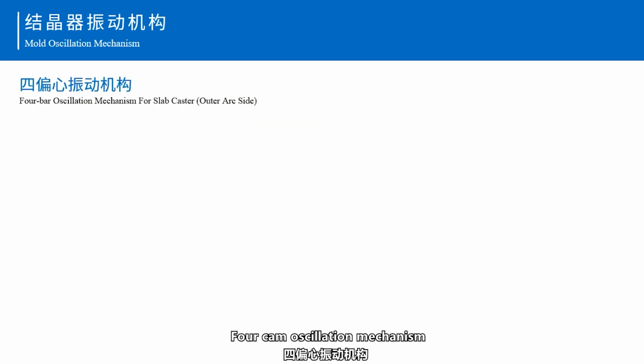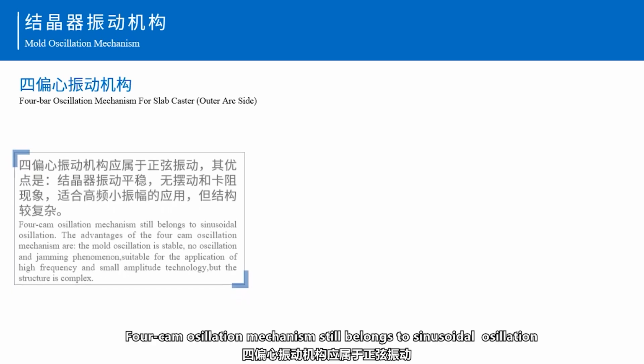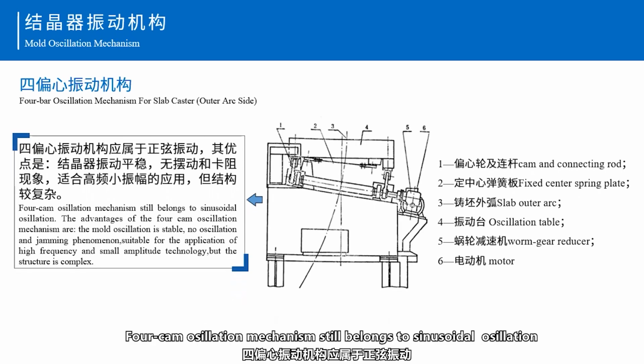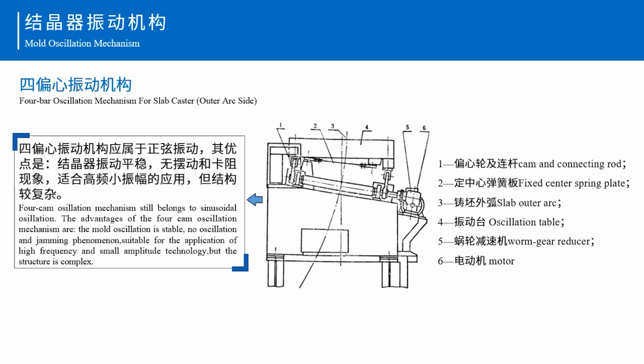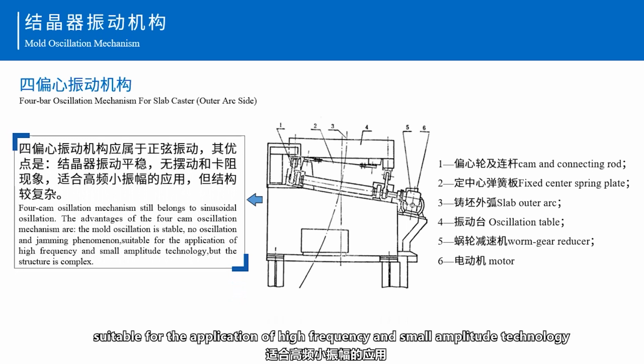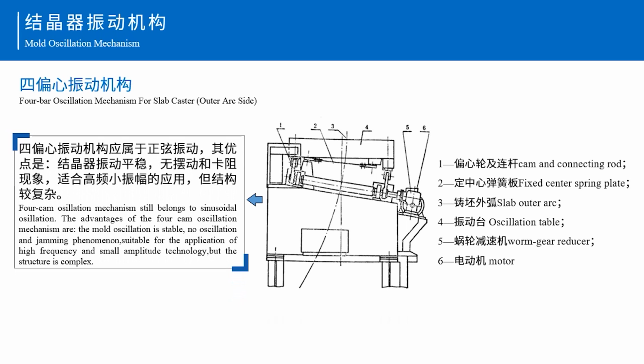Next, we will introduce the four-cam isolation mechanism. The four-cam isolation mechanism still belongs to sinusoidal isolation. The advantages of the four-cam isolation mechanism are: the mold isolation is stable, with no swaying and jamming phenomenon, and it is suitable for the application of high frequency and small amplitude technology, but the structure is complex.